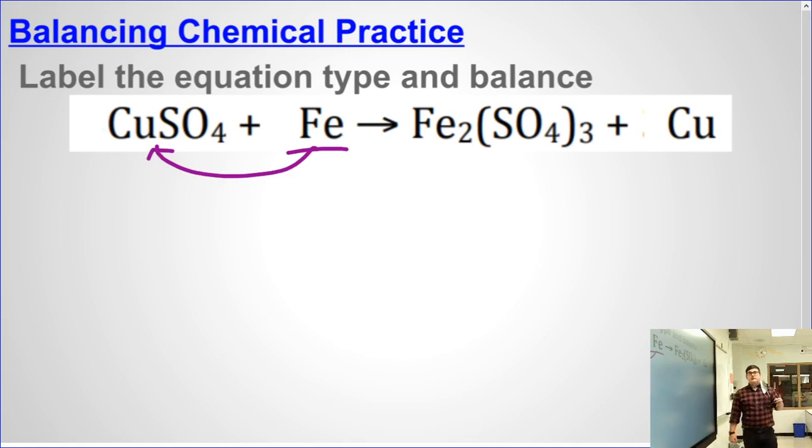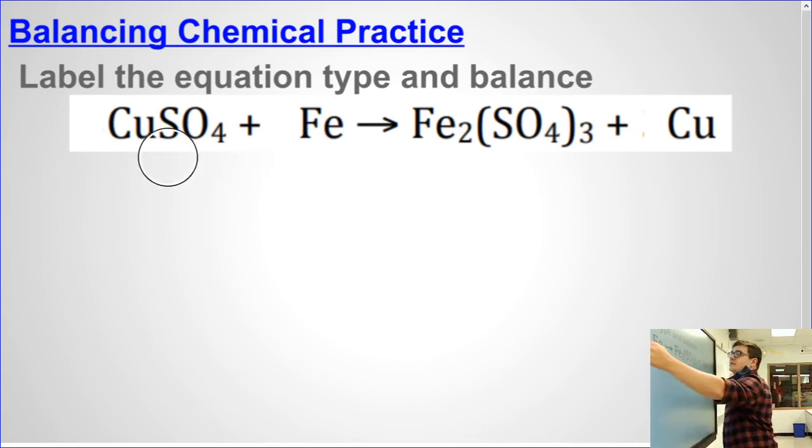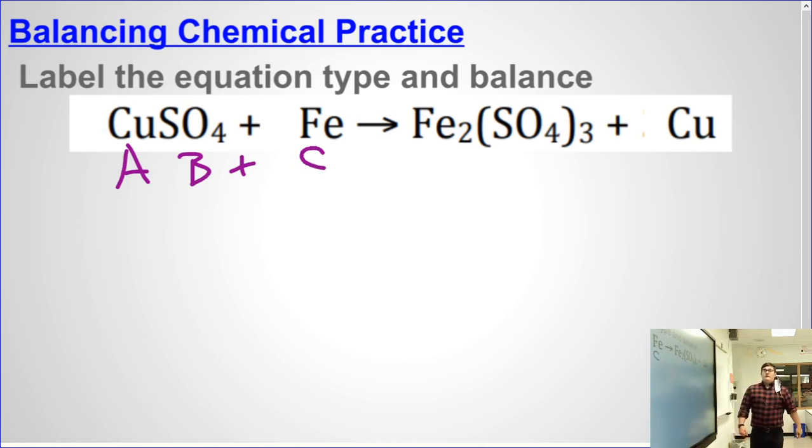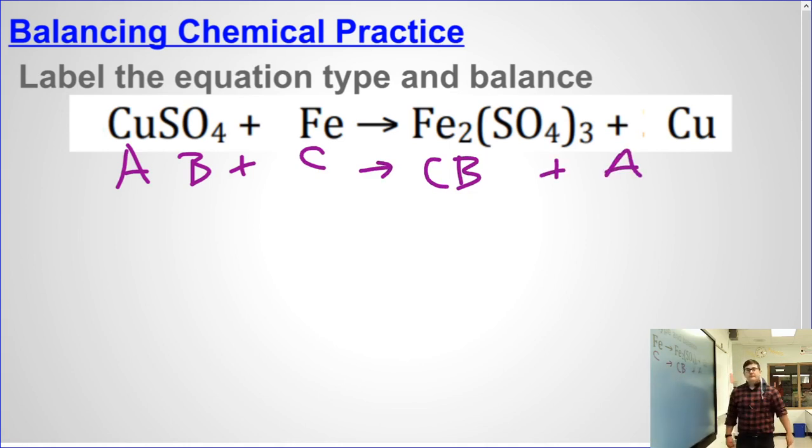So, how does this look as far as what it looks like in our notes? Copper sulfate is SO4, it's together, it's a unit. How do we know it's a unit? Because it shows up as the same thing over here on the right side, plus C. C comes in, kicks A out. Now we have B and C, right? Technically it was C and B, right? Because iron goes first. Plus A.